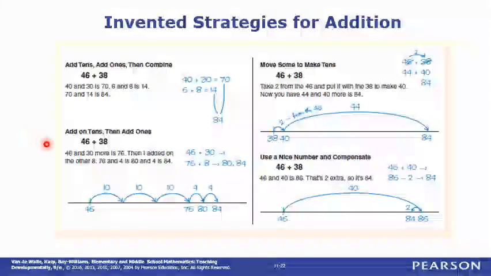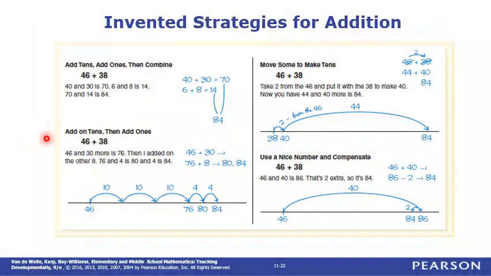The next strategy is to add on tens and then add ones. So here we say that 46 and 30 more is 76. Then I added on the other 8. And so 76 and 4 is 80, and 4 is 84.